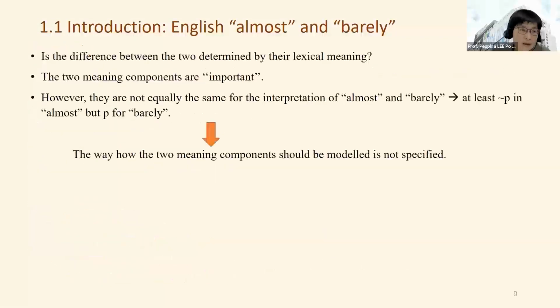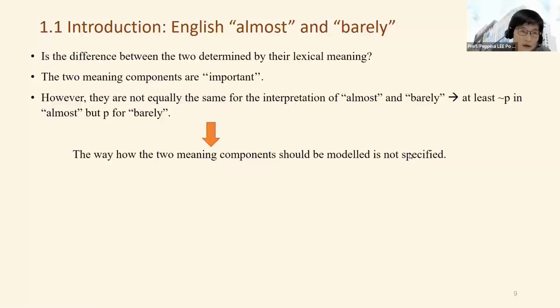However, the question is, if there's a switch between the polarity, is the difference between the two determined by the lexical meaning of barely and almost? The two meaning components, the proximal and then the polar components, are very important. However, they are not equally the same for the interpretation of almost and then barely, at least negative P in almost and P for barely. However, how the two meaning components model is not really clearly specified in previous analyses.